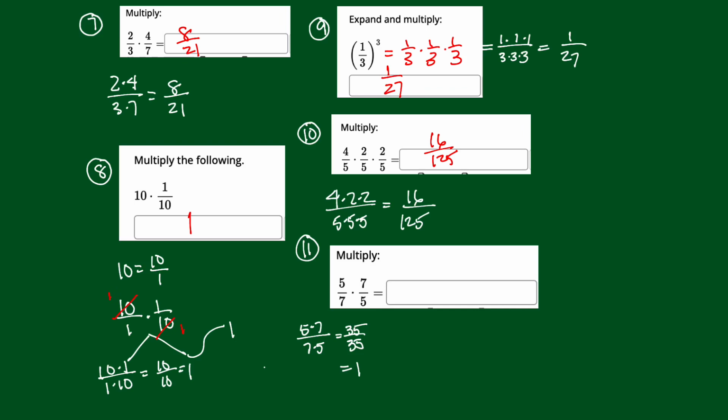Or you can just cancel first. 5 over 7 times 7 over 5, and what you're left with is, okay, the 5s will cancel, right? 5 into 5 is once, 5 into 5 is once. The 7s cancel, that is 7 into 7 is once, 7 into 7 is once, and then you're left with 1 times 1 over 1 times 1, which is 1. So either way you do this, you come out with 1.